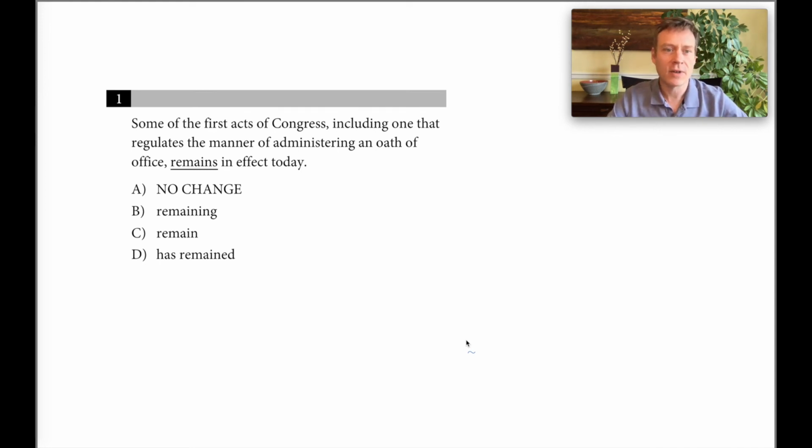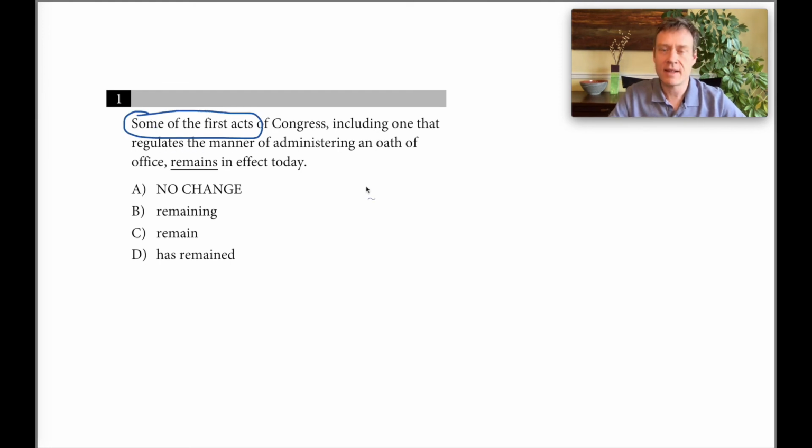So if we take a look at this first one, it says, "Some of the first acts of Congress, including one that regulates the manner of administering an oath of office, remains in effect today." So I do see that pattern where remains and remain are both in the present tense, but they have opposite forms. One is singular and one is plural. So I'm thinking this is probably verb agreement. And so I say, okay, well, what's the subject? What remains in effect today? And it's some of the acts.